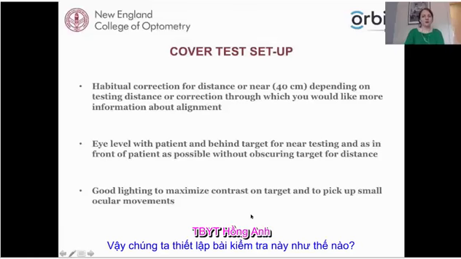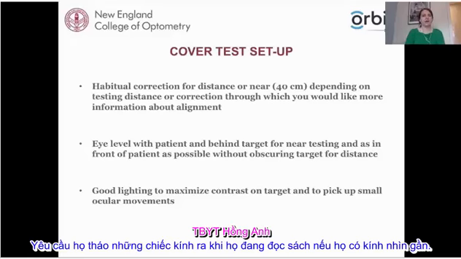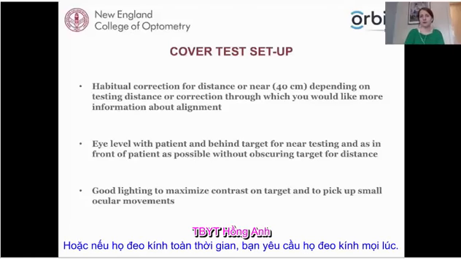So how do we set up this test? The patient is going to wear the habitual correction for the distance you're testing. So their distance glasses, if they take those glasses off when they're reading, that's how you want to test them. Or if they wear glasses full time, you want to have them wear their glasses all the time.